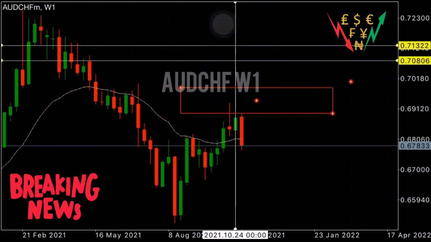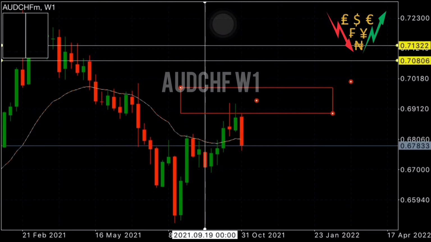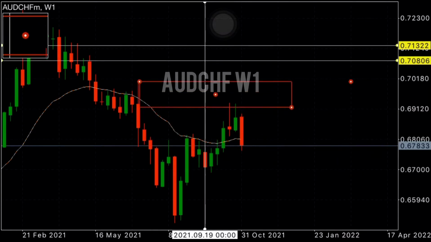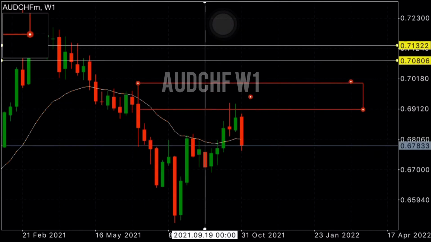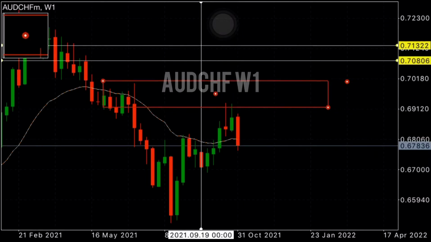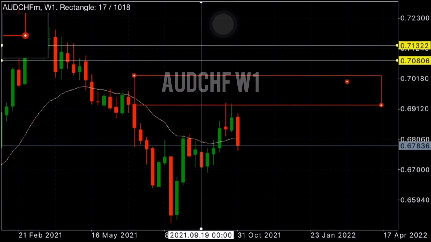Okay, guys, what we have here is the AUD/CHF, the Australian dollar against the Swiss franc. Looking at this chart, I'm going to be quite to the point, to save time. We find here a kind of supply zone. Remember, guys, we're on the weekly chart, and what we want to do on the weekly chart is to determine the directional bias of the market and also to set our take profit level. So we have here a supply zone.